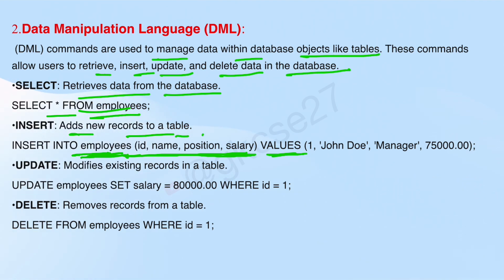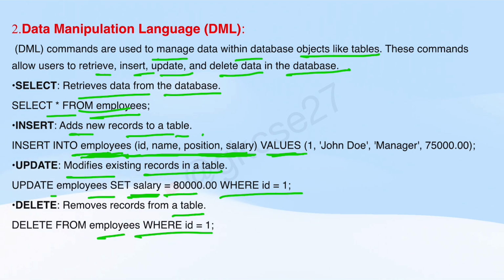Next is update, modifying existing records in a table. So whatever is the value of this data, see, update employee set salary equal to 80,000 where ID equal to 1. For ID equal to 1, this is updating its salary value. Next is delete, which removes records from a table. Delete from employee where ID equal to 1. This will remove the particular row where ID equal to 1.